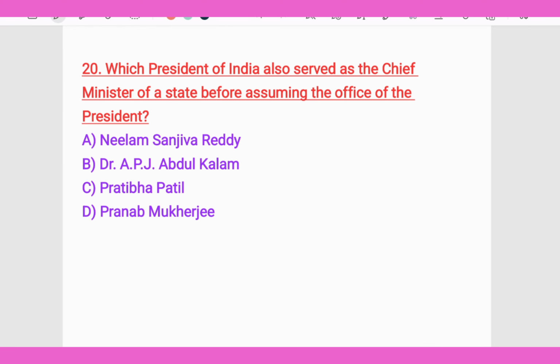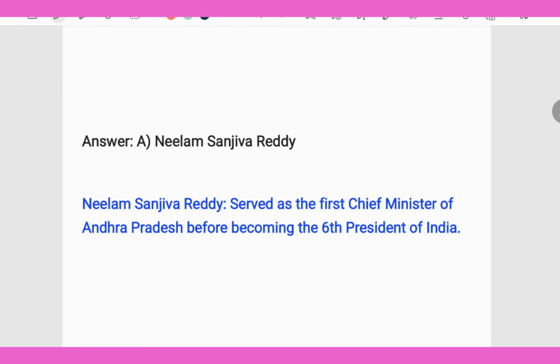Which president of India also served as the chief minister of a state before assuming the office of the president? And the answer is option A, Neelam Sanjeeva Reddy. Neelam Sanjeeva Reddy served as the CM of Andhra Pradesh before becoming the 6th president of India. And remember, Neelam Sanjeeva Reddy became the president unopposed.